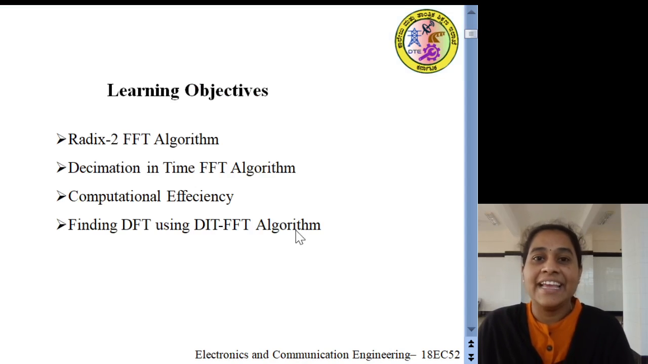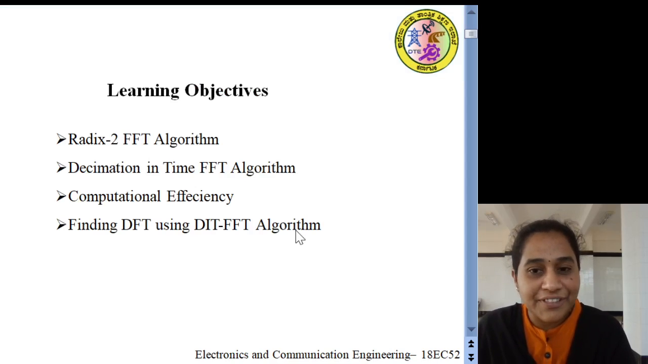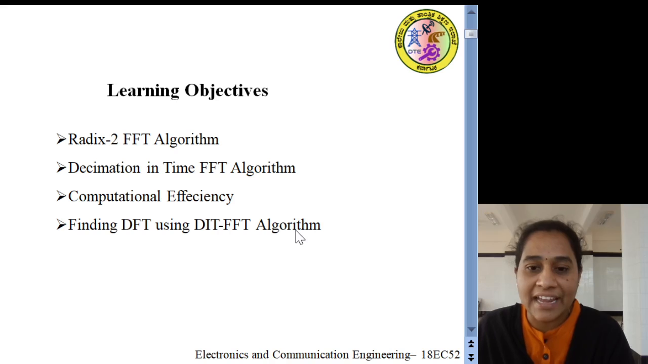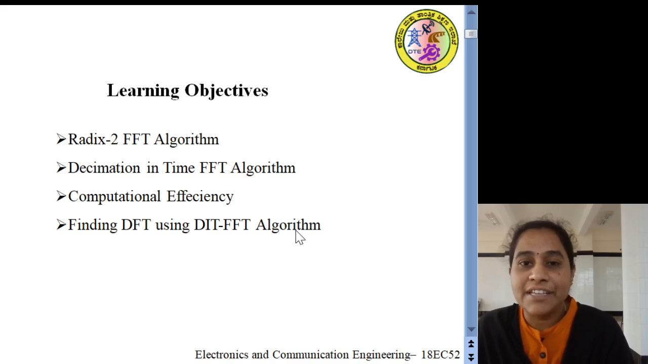First, let us see the learning objectives of this session. Here, we will be considering radix 2 FFT algorithm. Then, we will be mainly concentrating on decimation in time FFT algorithm. We are going to learn this DIT FFT algorithm in depth. Then we will be considering the computational complexity involved in our DIT FFT algorithm. Then we will be considering some illustrative examples for finding DFT using DIT FFT algorithm.